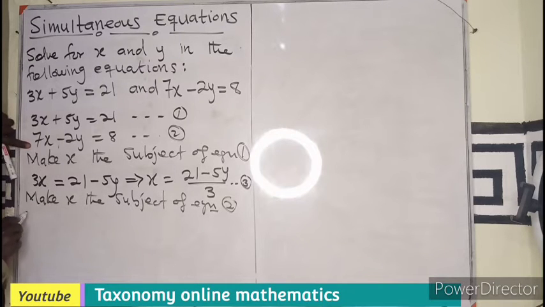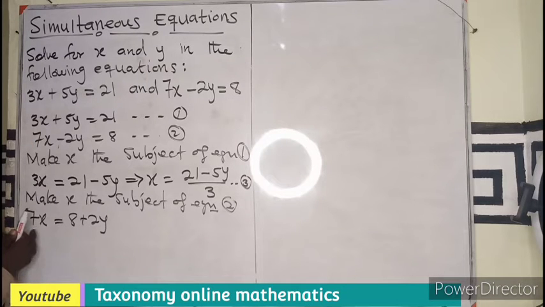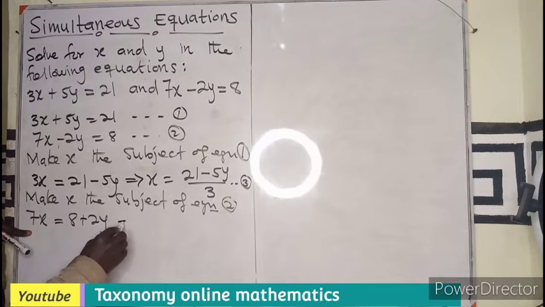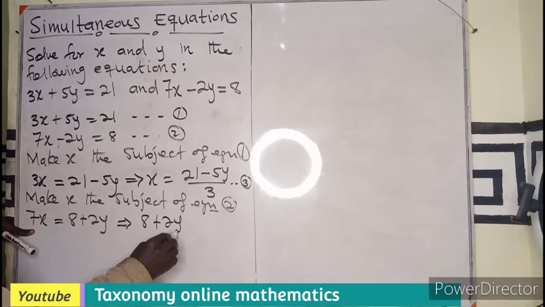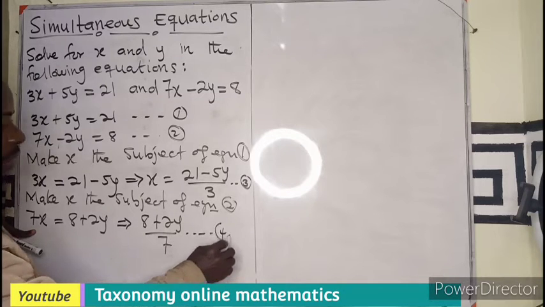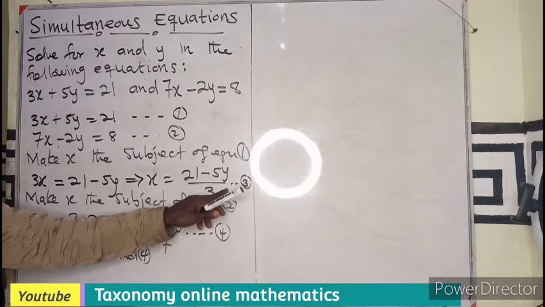In this case, that becomes 7x equals 8 plus 2y. Adding 2y to both sides will produce this. I am looking for x, therefore I am going to divide through by the coefficient of x, which is 7. So x equals (8 plus 2y) all over 7. That becomes equation 4. So equate.